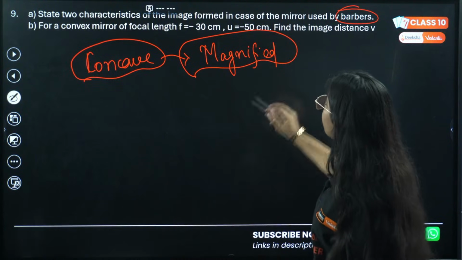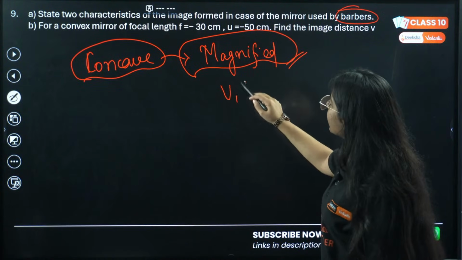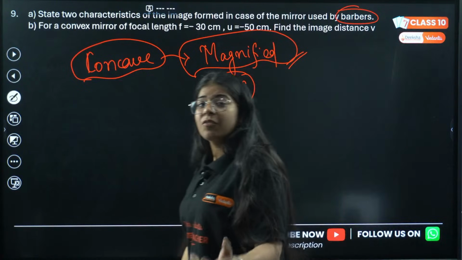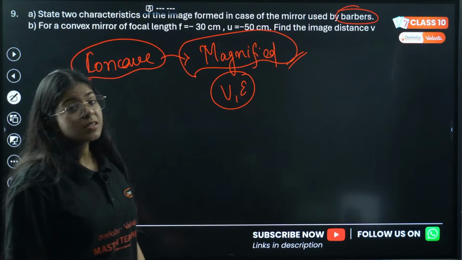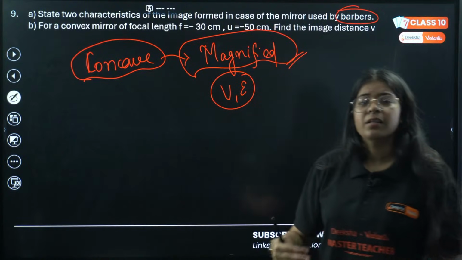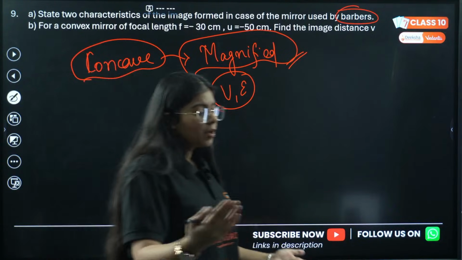So first it's magnified, and it will be virtual and erect, since the image will be formed behind the mirror. Why? Because we place it really close to our face, so the object is between focus and pole.